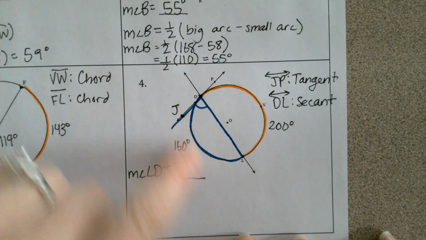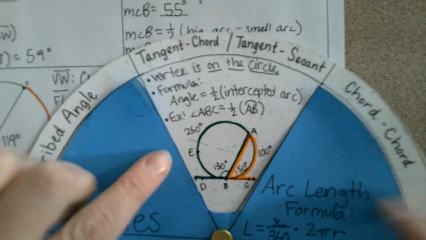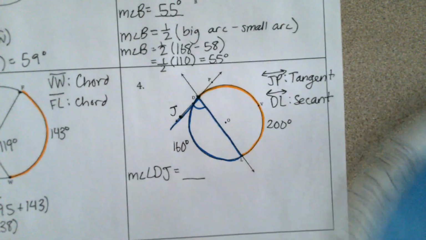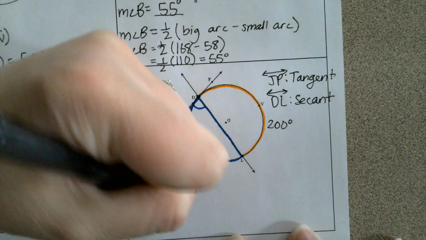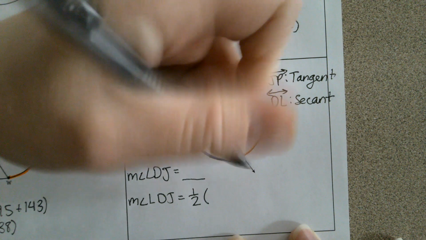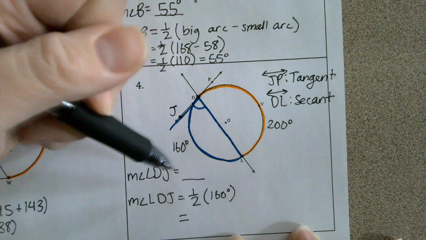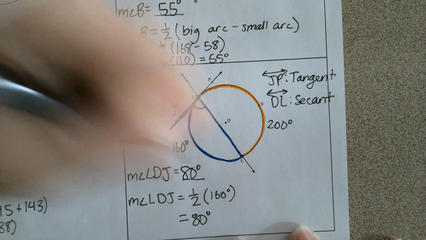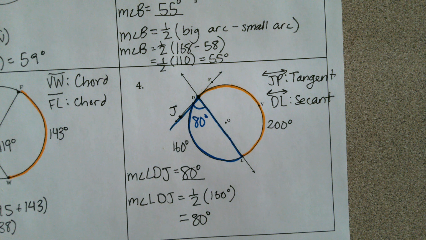Now that I have the correct arc that I need to find this angle, now I can go straight into the formula. So reminder, the formula for this problem is that the angle is half of the intercepted arc. So our angle is LDJ, and it's 1/2 of our intercepted arc, which we now know is 160 degrees. And 1/2 of 160 degrees is 80 degrees. So LDJ is 80 degrees. And that's it.